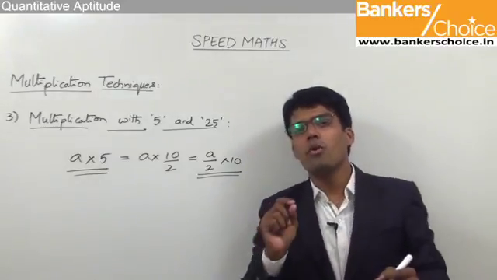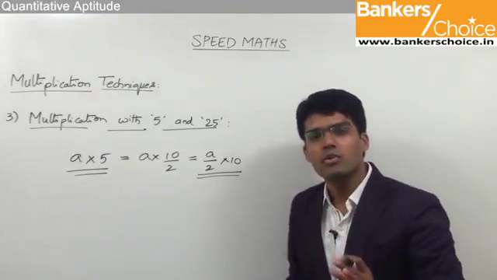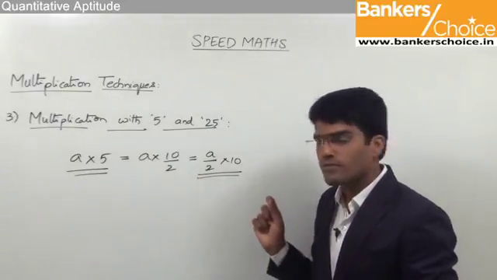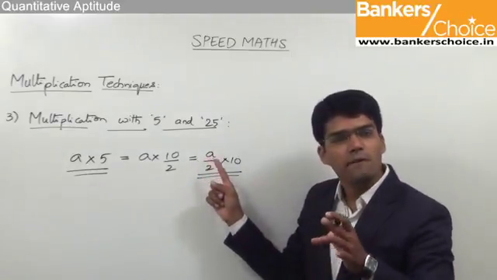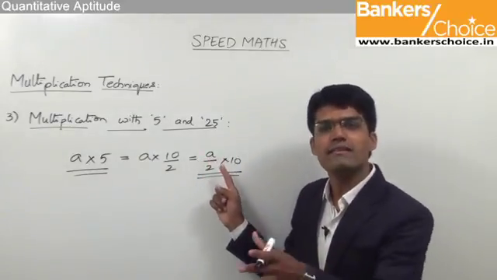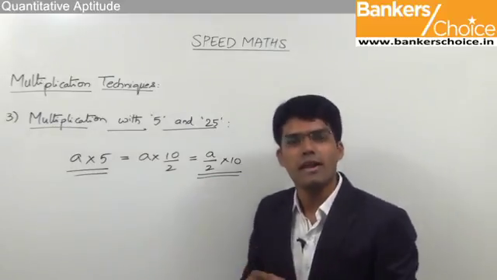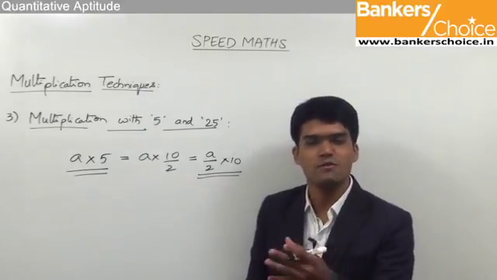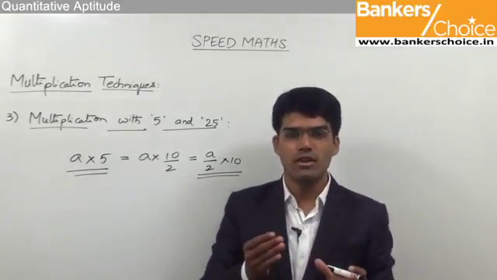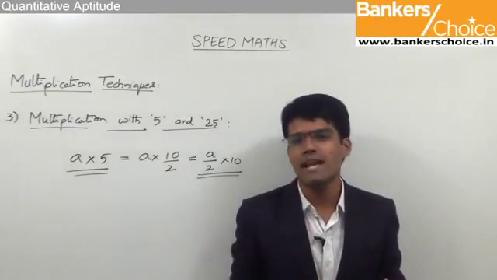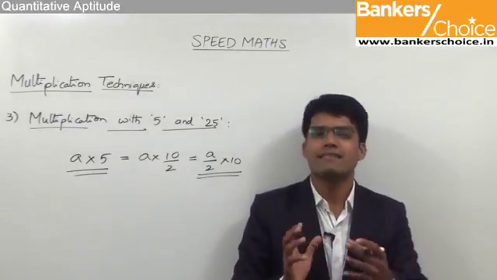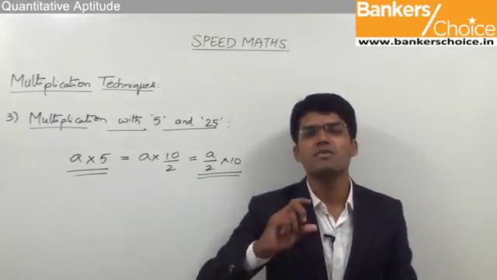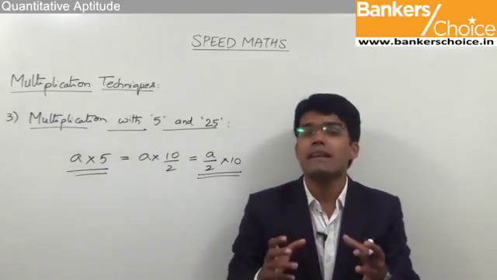For example, 4 into 5. Now I understand that you all know 4 into 5 is 20, but let's look at it in this way. 4 into 5. The number A here is 4. Half of 4 is 2. 2 into 10 is 20. Similarly, 6 into 5, we know that half of 6 is 3. So 3 into 10 would be 30. So 6 into 5 is 30. Similarly, 8 into 5, half of 8 is 4, taken 10 times is 40. See, multiplication with 10 doesn't take any time. That's simply attaching a 0 at the end of the answer. But the only point is you should be able to take half of the number. And even that is not so difficult.